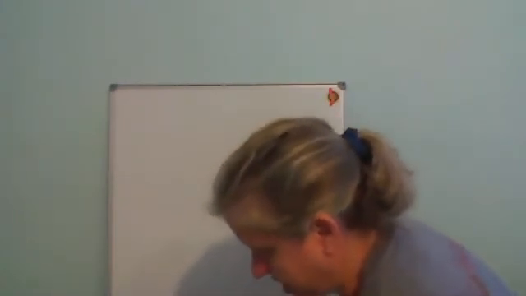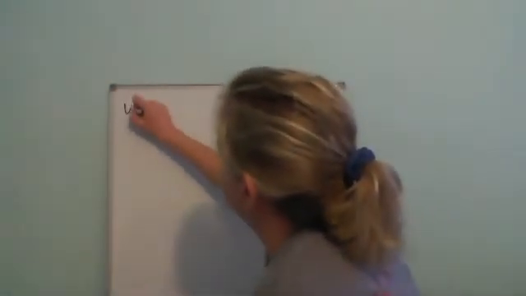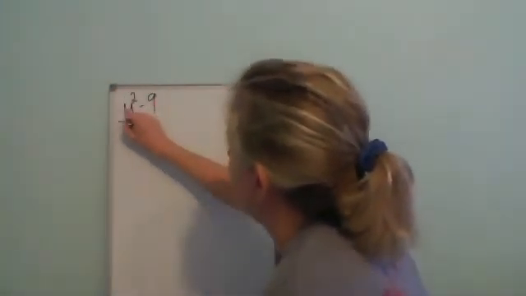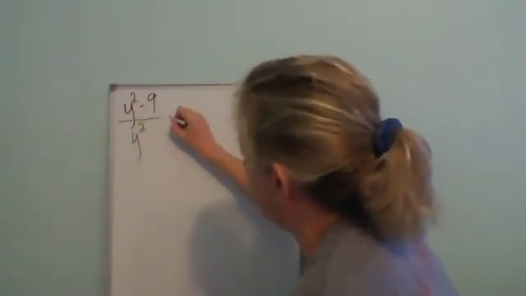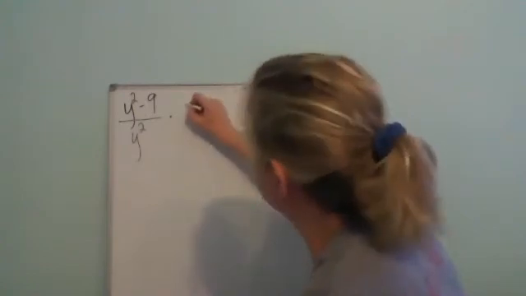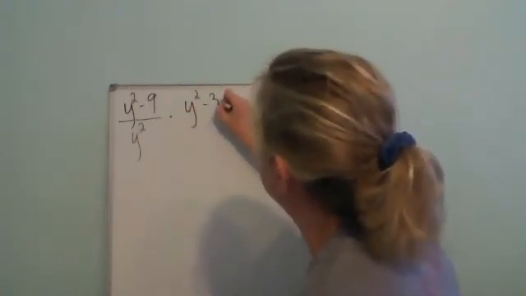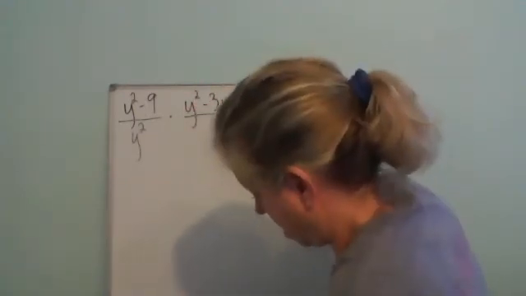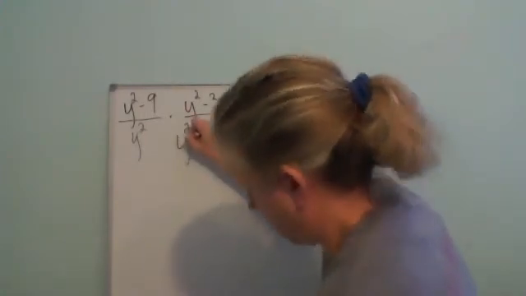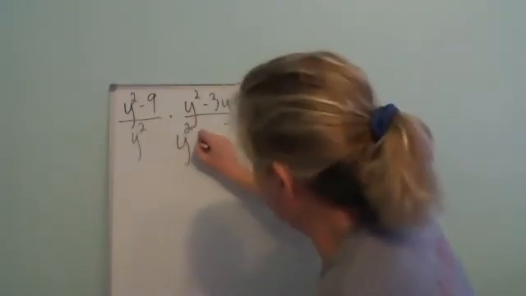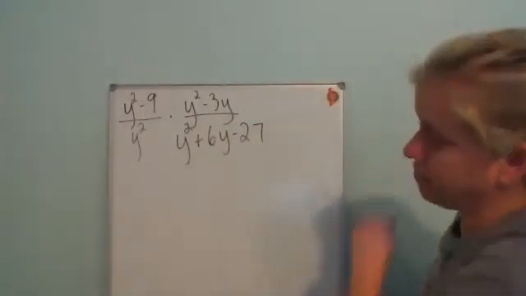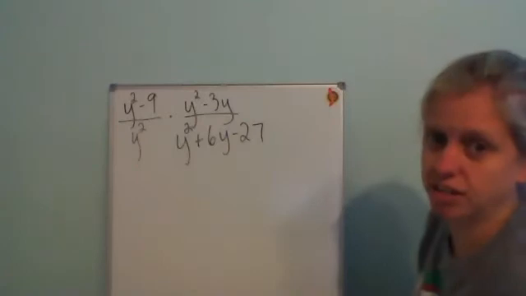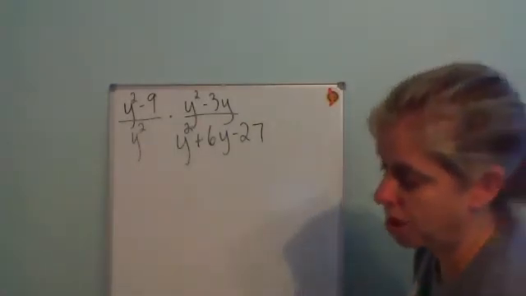All right, number 8, y squared minus 9 over y squared times y squared minus 3y over y squared plus 6y minus 27. So lots of factoring and lots of different kinds of factoring to be done on this one problem.